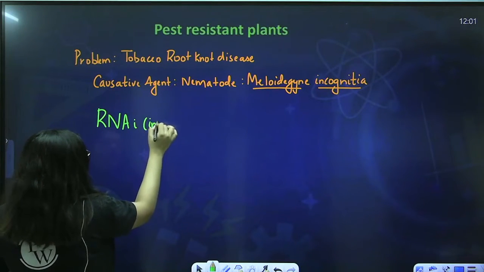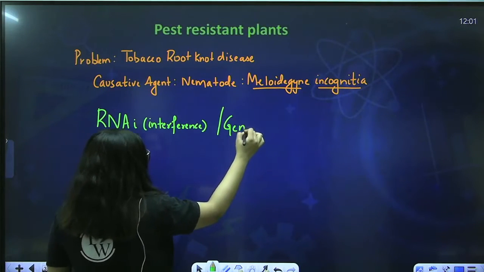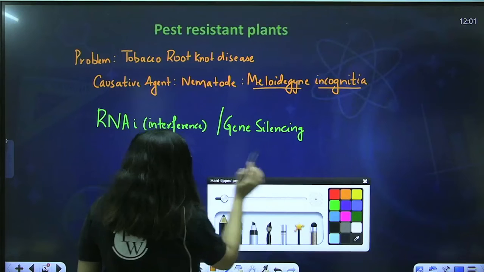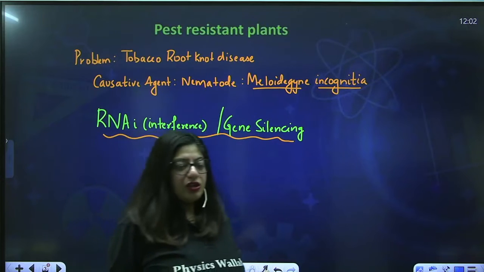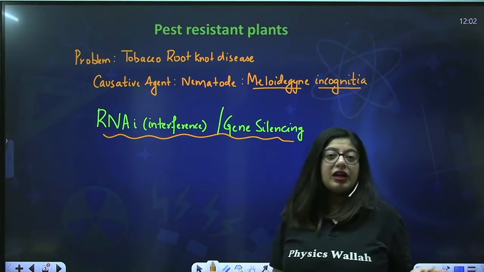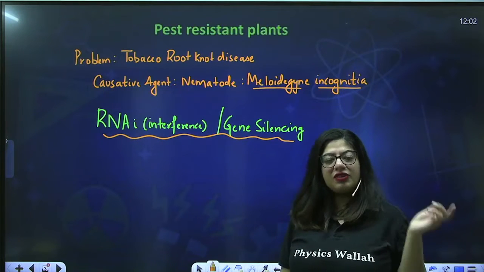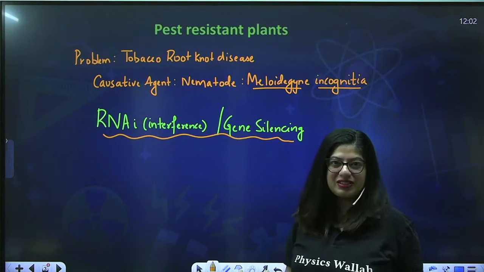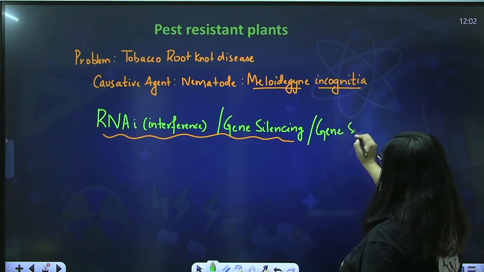RNAi. I stands for interference. This is also known as gene silencing. Like I've told you, whenever we have to modify a plant, either we can add a gene or we can subtract a gene. Addition of a gene, you all know how we do it. We take a gene, we put it in the plant with the help of a vector. But how can we subtract a gene, or how can we silence a gene? Basically we are not just removing the gene, we are silencing a gene. It's not like you take a piece of gene and put it out. You are silencing the gene. This is what gene subtraction is. So that's why this technology is also known as gene subtraction.